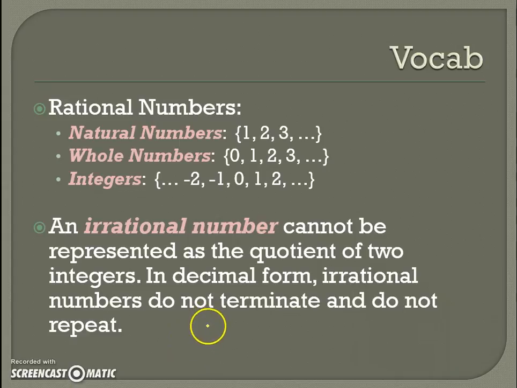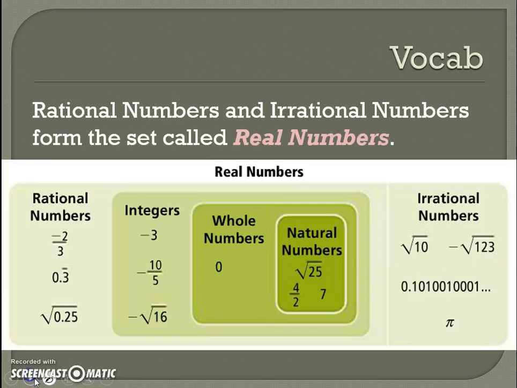An irrational number cannot be represented as the quotient of two integers. In other words, you cannot write it as a fraction. In decimal form, irrational numbers do not terminate and they do not repeat. Common examples of this would be something like pi. I know all of you are probably familiar with the number pi. Also, radical 3 would be an example of one. If you were to put that in your calculator, you get a decimal that goes on forever. It doesn't terminate, but there is no distinguishable pattern that repeats.